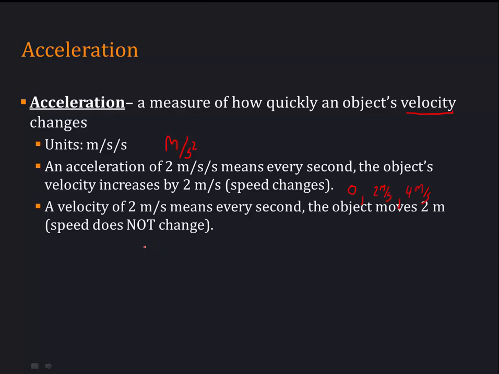Notice that that's not the same thing as velocity. A velocity of 2 meters per second means every second the object moves 2 meters. This is going to be a nice constant generally increasing position on a position time graph. If it's getting faster though by 2 meters per second every second, it's got to start slow and get faster, which means it curves. We'll look at that in a later lab.